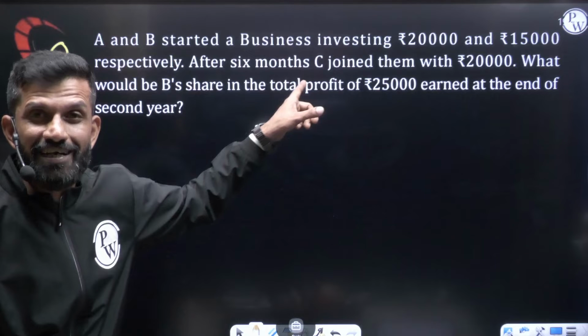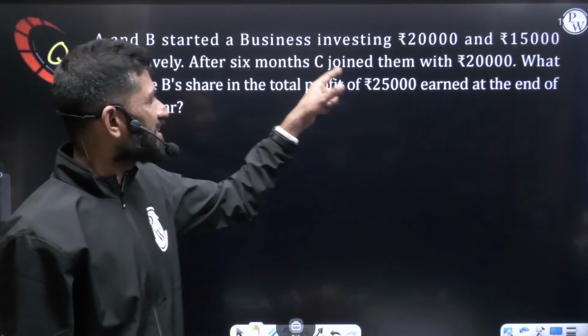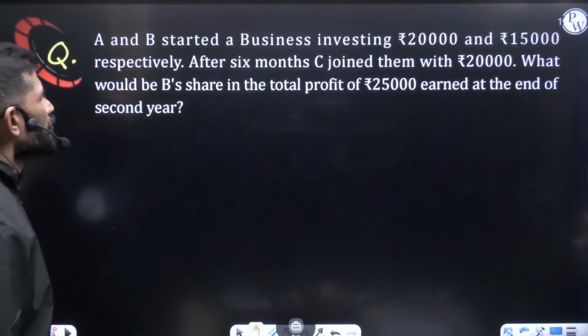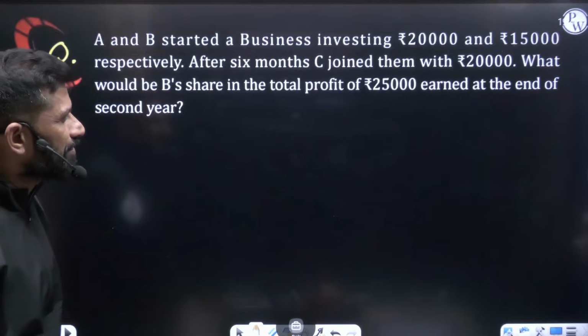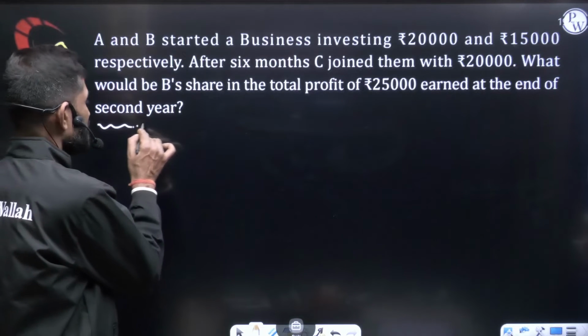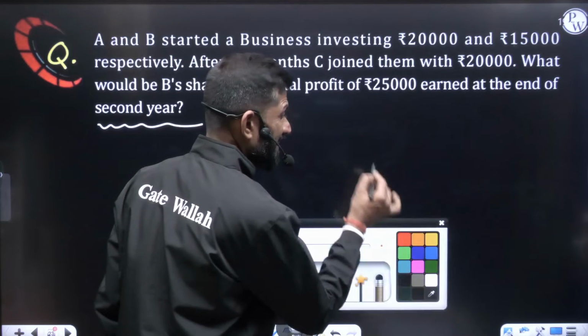After 6 months, this is a compound. After 6 months, C joined them with 20,000. What would be B's share in the total profit of 25,000 earned at the end of second year? Earned at the end of second year.